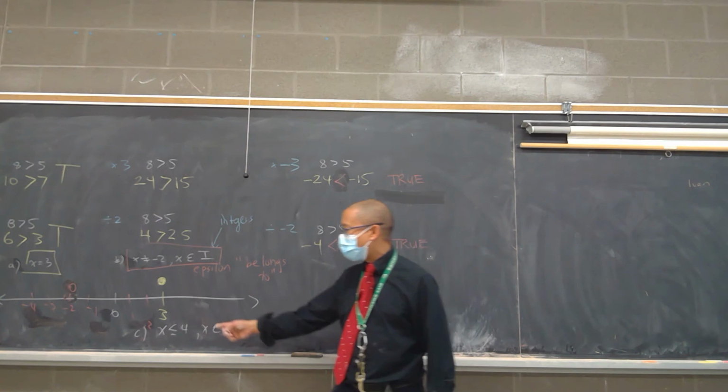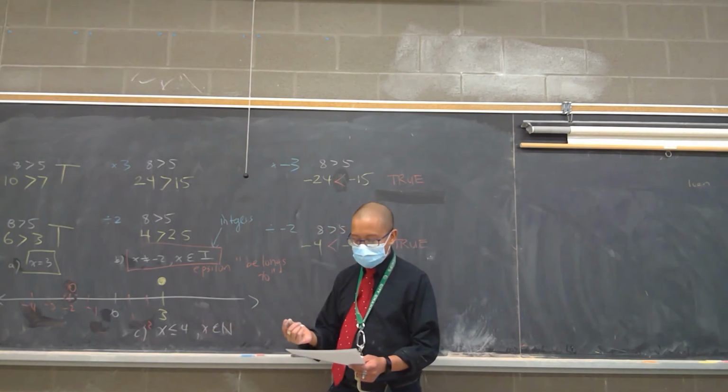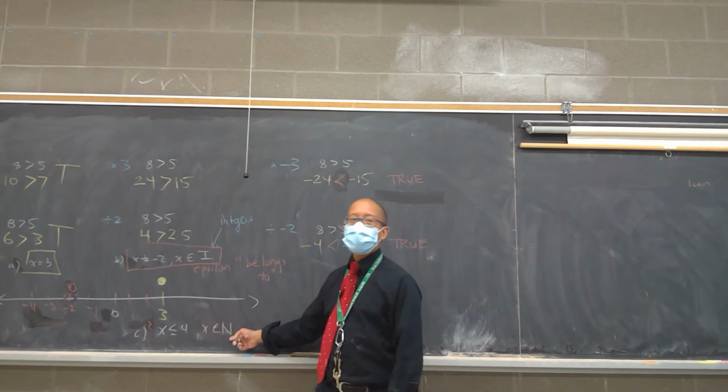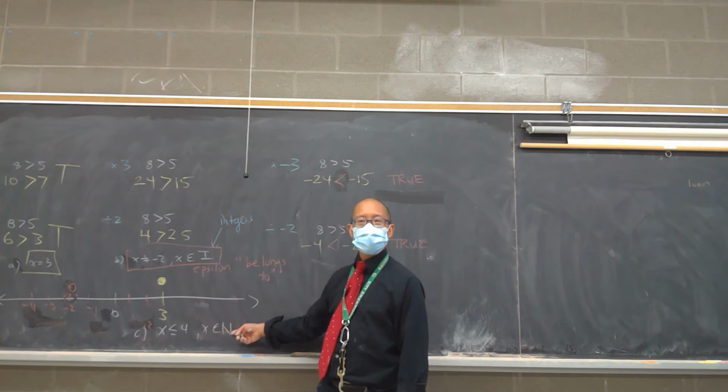Now for part C, notice you have your first real inequality. X is less than or equal to 4. And I think some of you are understanding. Again, it's easier to look at your handout. It says x belongs to N. What does N stand for? It doesn't stand for Nescafe. It stands for natural numbers.